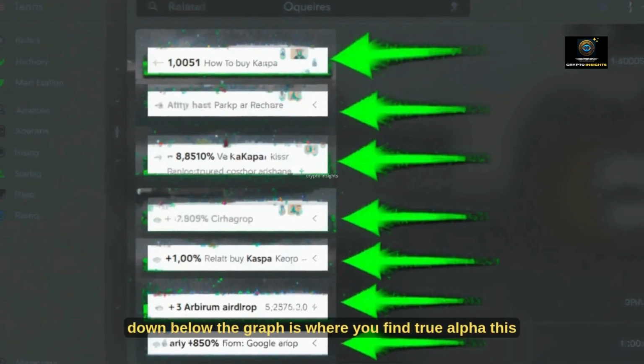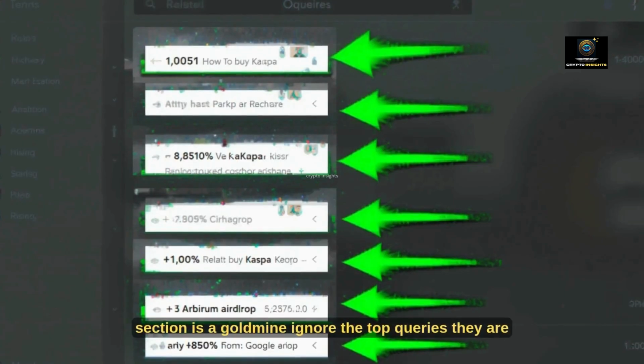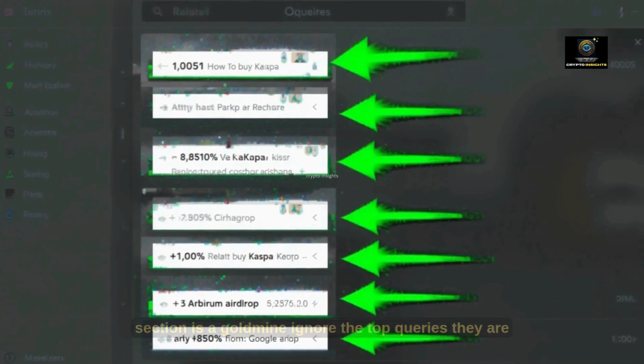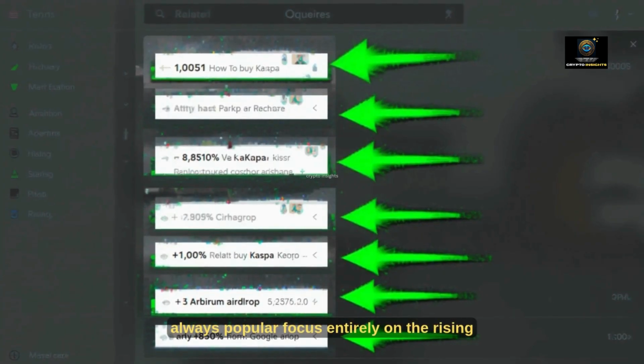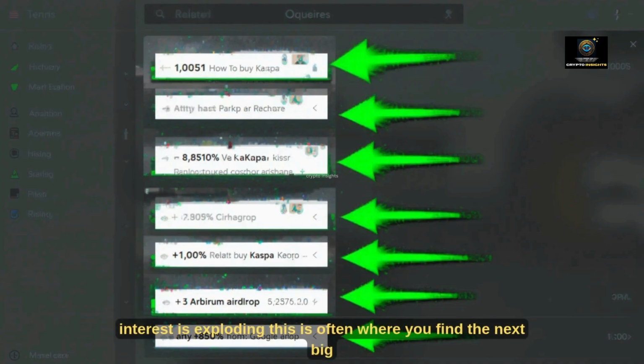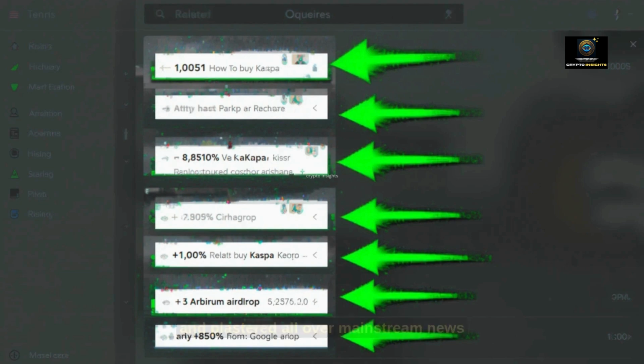Scrolling down below the graph is where you find true alpha. This section is a goldmine. Ignore the top queries, they are always popular. Focus entirely on the rising queries. These are terms that have recently exploded in popularity by a massive percentage. Seeing a query like "how to buy Kaspa" surge by plus 1050% is a screaming signal that public interest is exploding. This is often where you find the next big thing before it's listed on every major exchange and plastered all over mainstream news. It represents pure unadulterated demand from people trying to figure out how to get in.